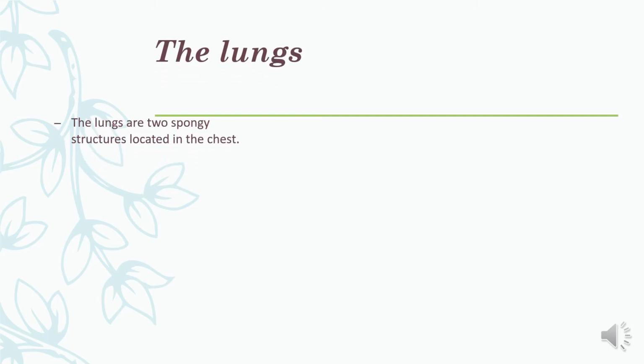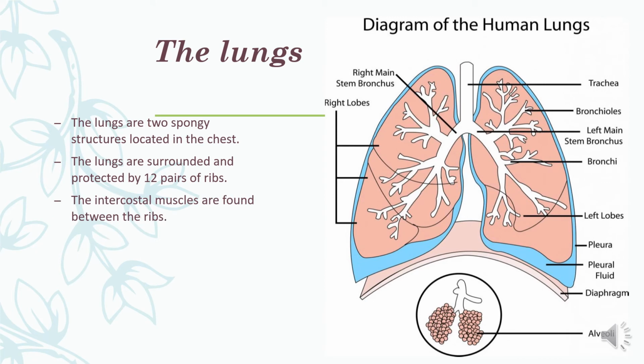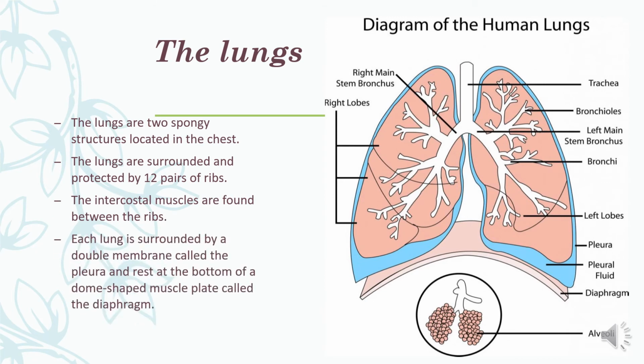Now let's look at the lungs. Now, the lungs are two spongy structures that are located in your chest. Now, they are surrounded and protected by 12 pairs of ribs. Now, the intercostal muscles are around and between the ribs. Now, each lung is surrounded by a double membrane, which is called the pleura, and it rests at the bottom of a dome-shaped muscle, which is called the diaphragm.